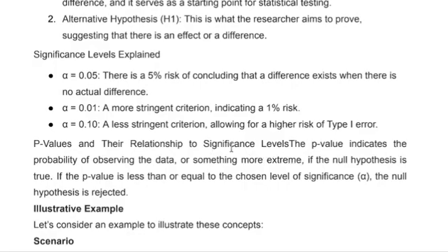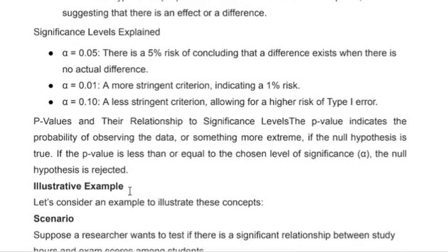P-values and their relationship to significance levels. The p-value indicates the probability of observing the data, or something more extreme, if the null hypothesis is true. If the p-value is less than or equal to the chosen level of significance alpha, the null hypothesis is rejected.